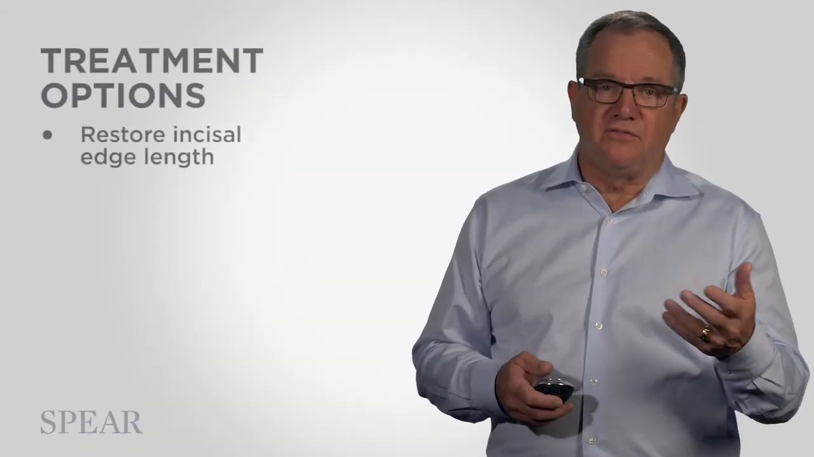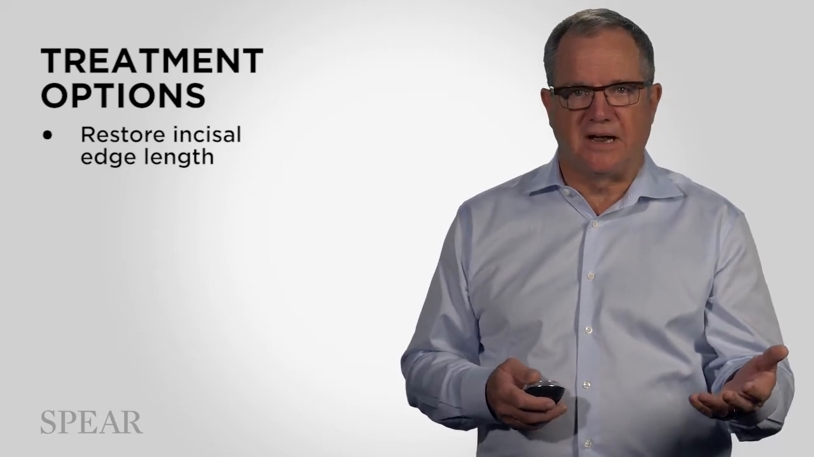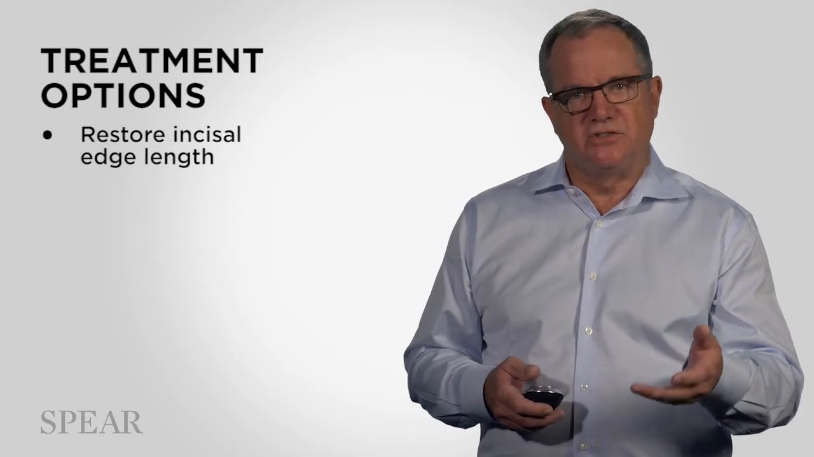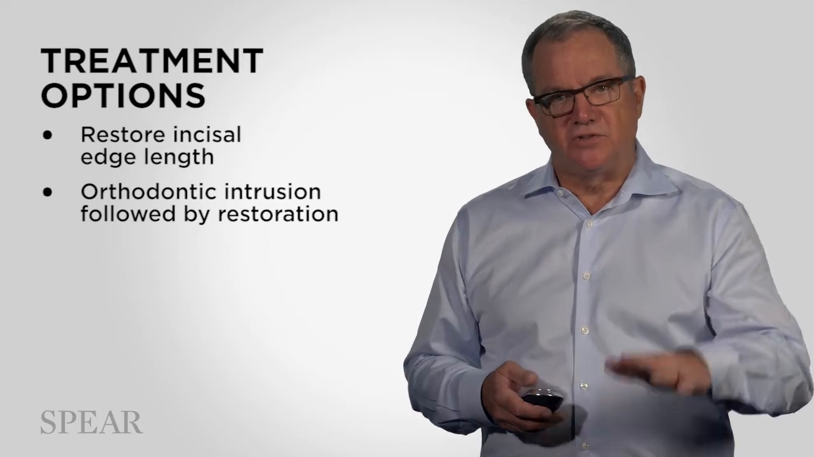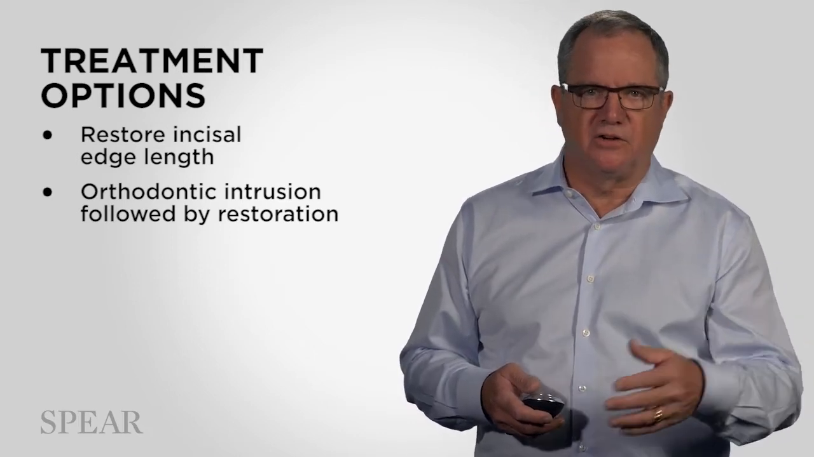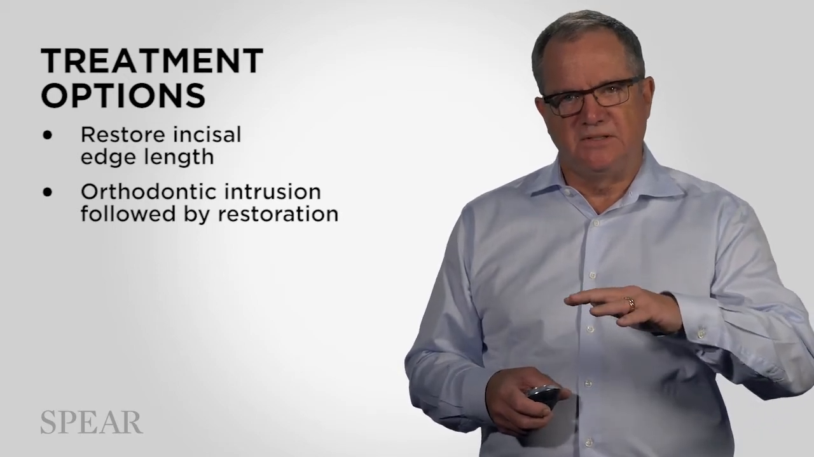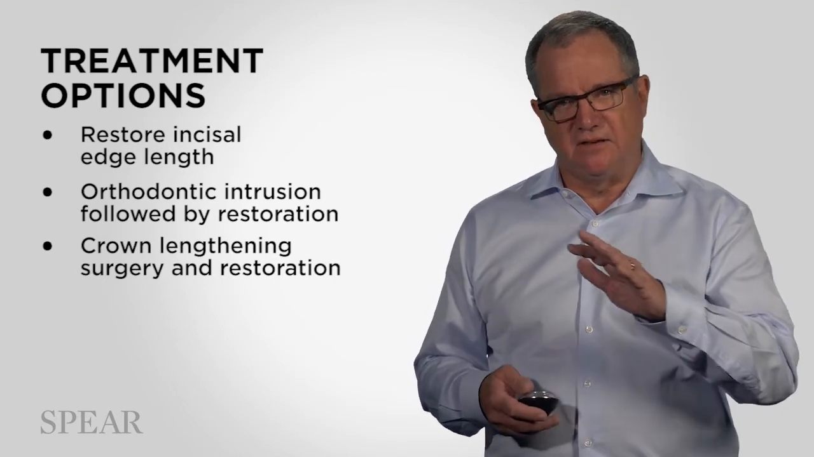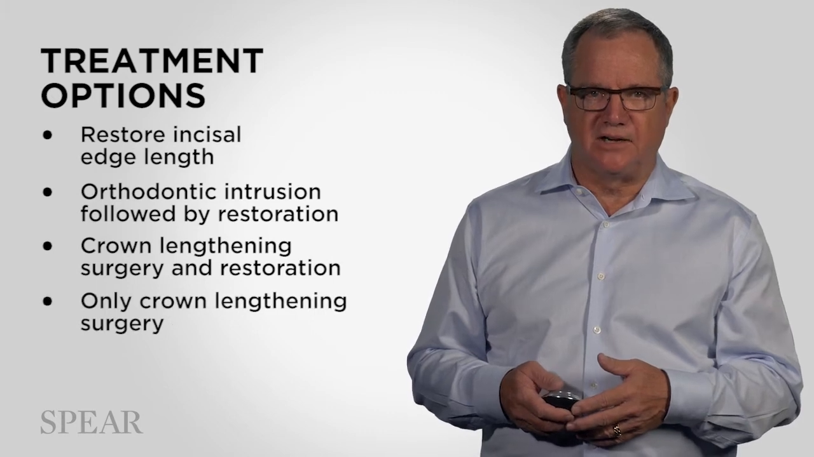When I think about options for treatment, if you've got worn teeth that are short, one option is lengthen them, restore the incisal edge back to its normal position. Another option, if the teeth have worn and erupted, is you could consider intruding the teeth to put the tissue in the correct position and then restoring the incisal edge back, and now you've got a normal tooth length. You could consider doing the same thing. If the teeth have erupted, you could consider crown lengthening them to put the tissue in the correct position and then restoring them. If the teeth are unworn, crown lengthening alone might be adequate.